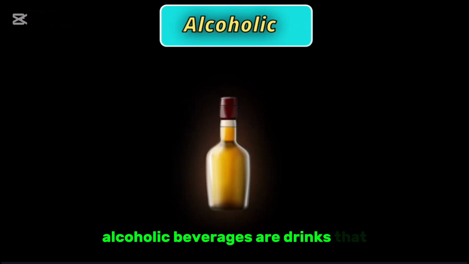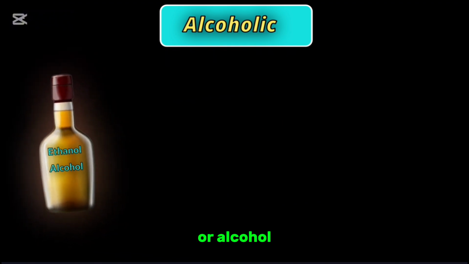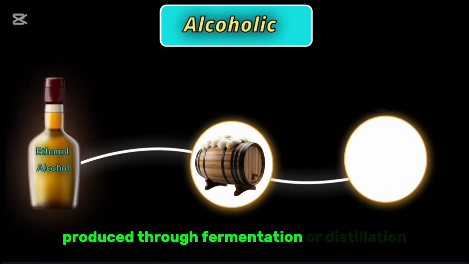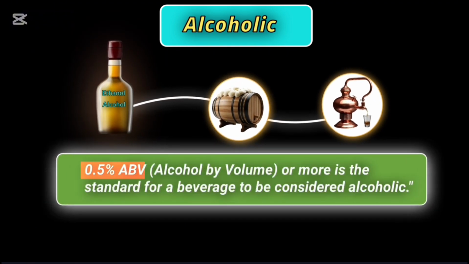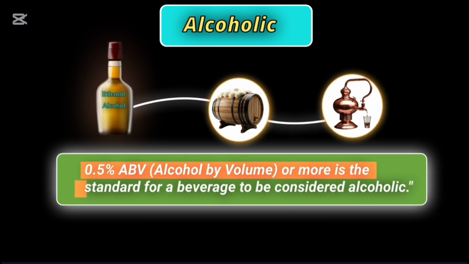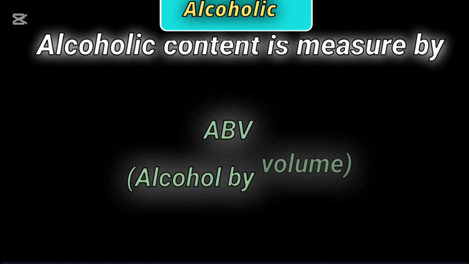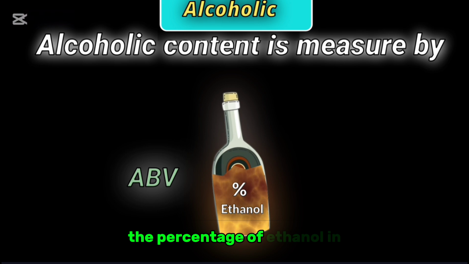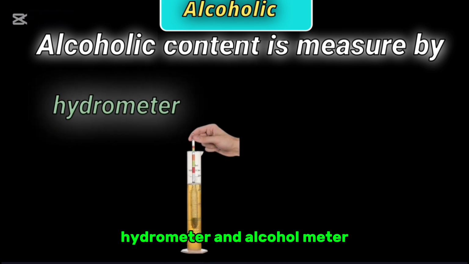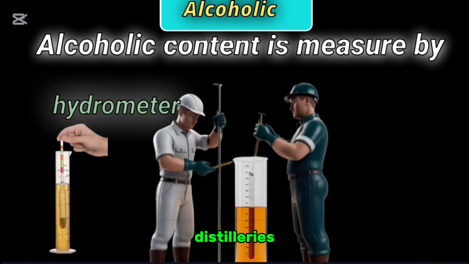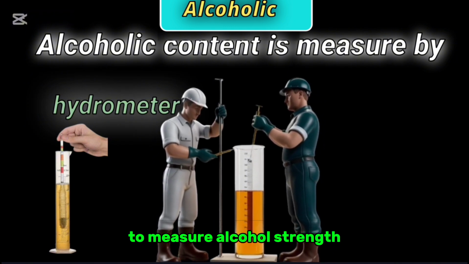Alcoholic beverages are drinks that contain ethanol or alcohol, produced through fermentation or distillation. 0.5% ABV, or alcohol by volume, or more is the standard for a beverage to be considered alcoholic. Alcohol content is measured by ABV, the percentage of ethanol in the total liquid volume. Hydrometer and alcohol meter are tools used in breweries and distilleries to measure alcohol strength.